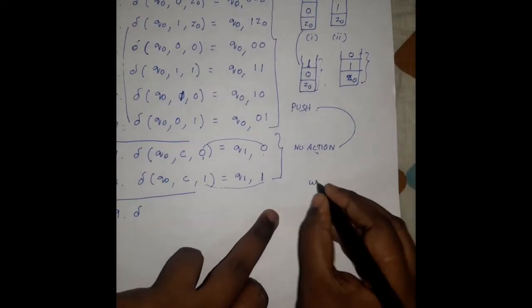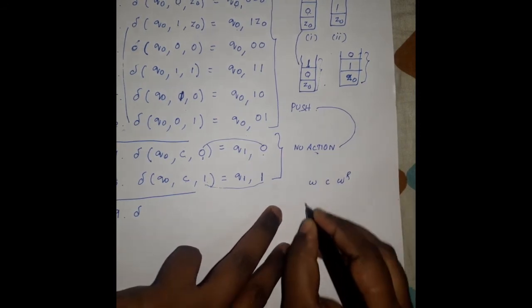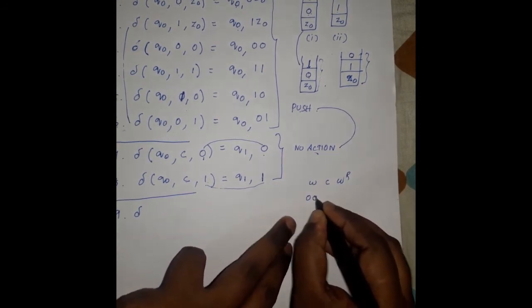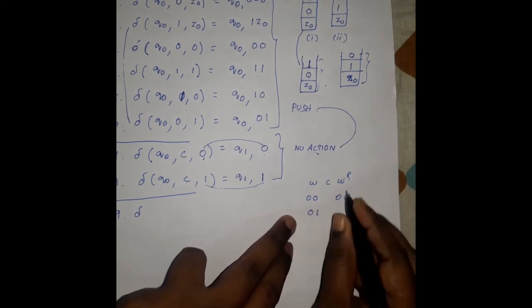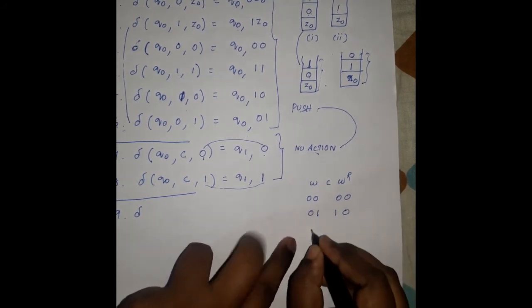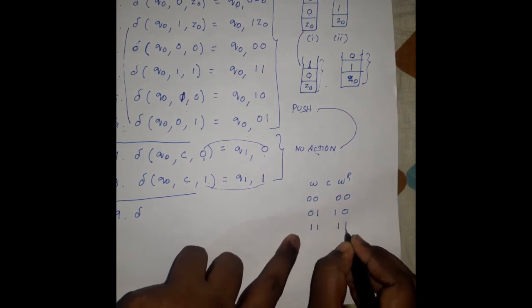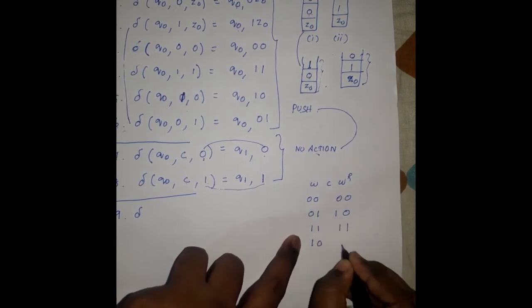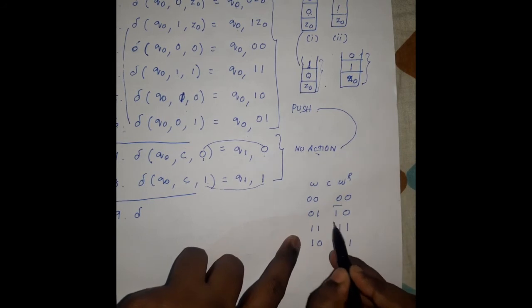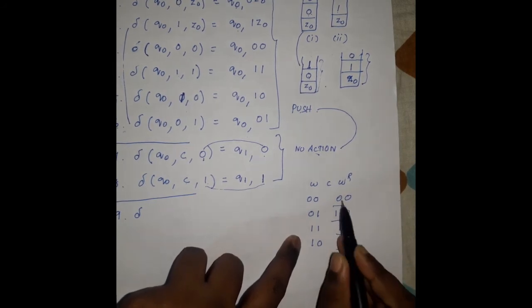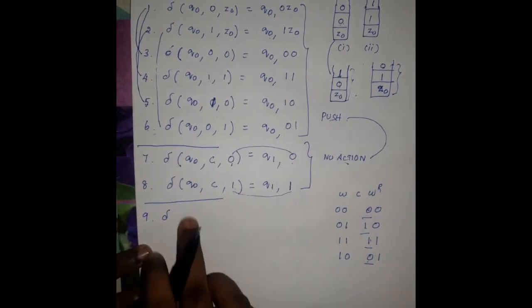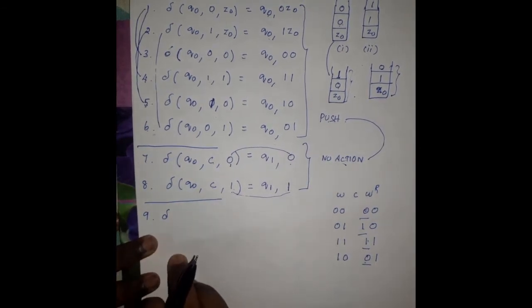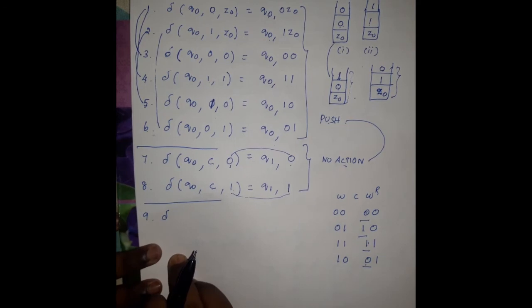For example, we are considering W, W power R, and C. In case it is 0 0, that means W power R is 0 0. Otherwise, it is 0 1, or 1 0, or 1 1. A 1 1 reverses to 1 1, and 1 0 reverses to 0 1, which means W power R starts with either 0 or 1. So there are only two possible cases for the pop operation of W power R, that is the reverse of the string.